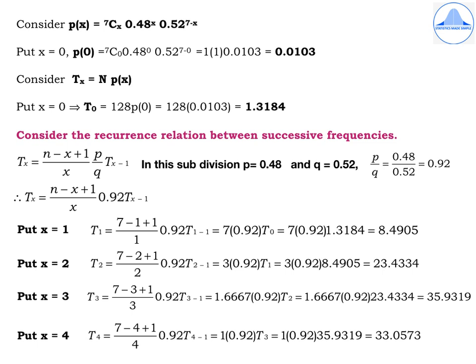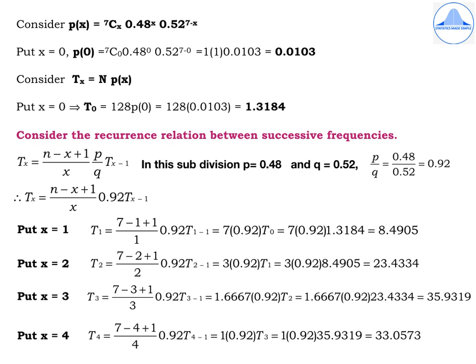Consider the PMF P of x equal to 7cx, 0.48 to the power x, 0.52 to the power 7 minus x. Now the first step is to put x equal to 0. So we get P of 0 is 7c0, 0.48 to the power 0, 0.52 to the power 7 minus 0, which is 1 into 1, and calculate 0.52 to the power 7, which results in 0.0103.